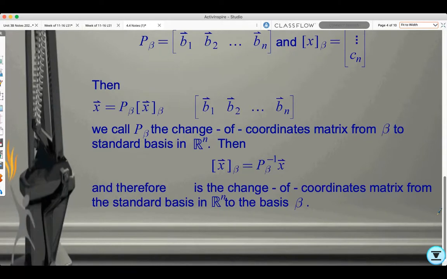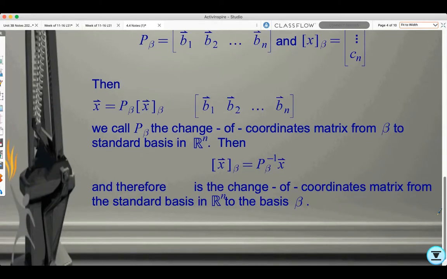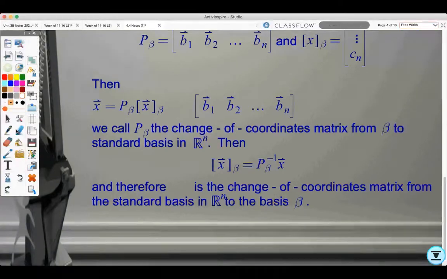Then our B coordinate vector of x equals the inverse of PB times x. And therefore, P inverse of B is a change of coordinates matrix from the standard basis in Rn to the basis B.